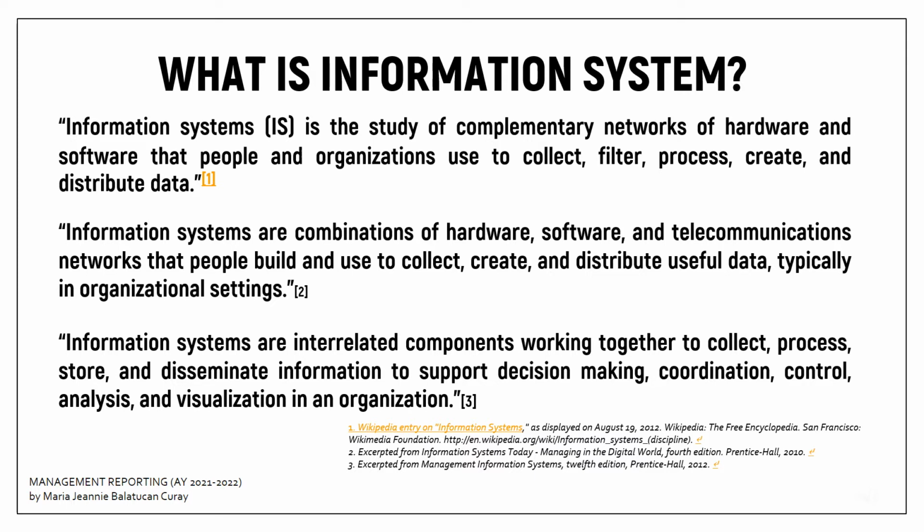The third here is: information systems are interrelated components working together to collect, process, store, and disseminate information to support decision-making, coordination, control, analysis, and visualization in an organization.